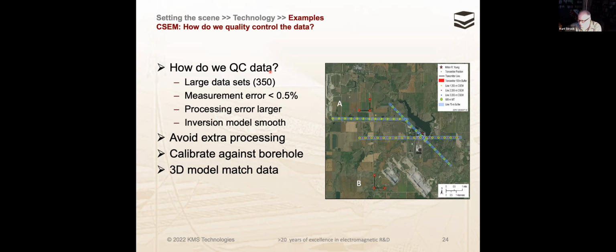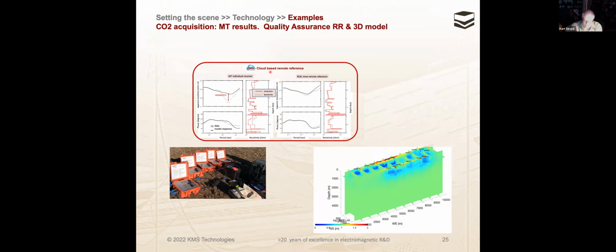And we spent about 4 or 5 months after we acquired the CSEM data to come back and essentially do no processing of the data except signal averaging.